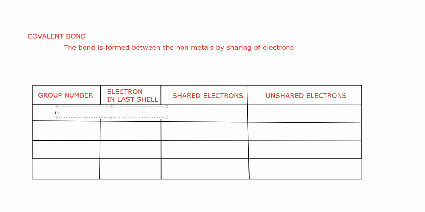So non-metals are group 4, group 5, group 6, group 7. Group 8 is there, but group 8 does not form a bond. That's why I did not include that.